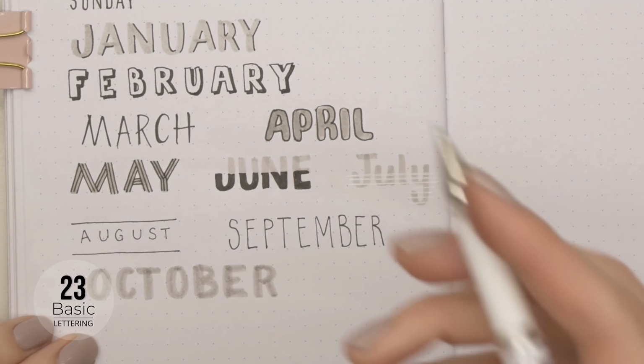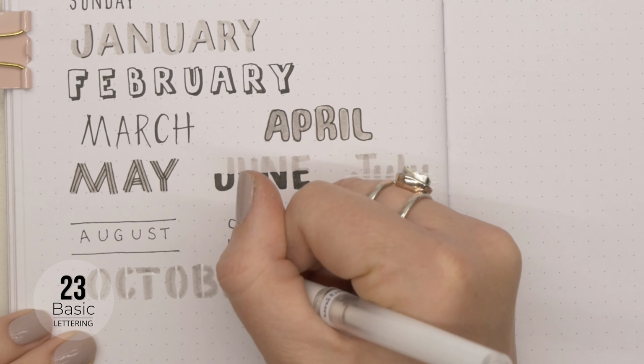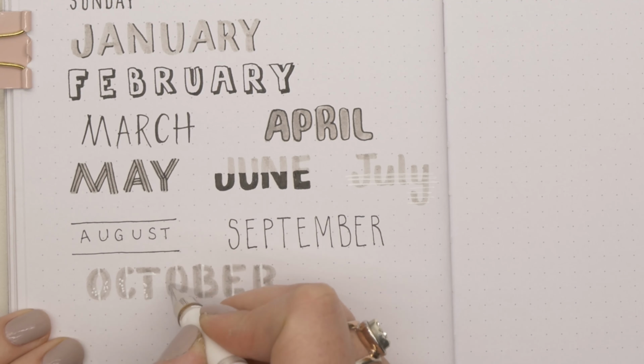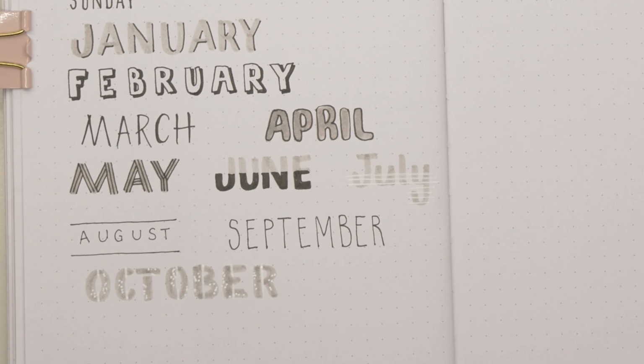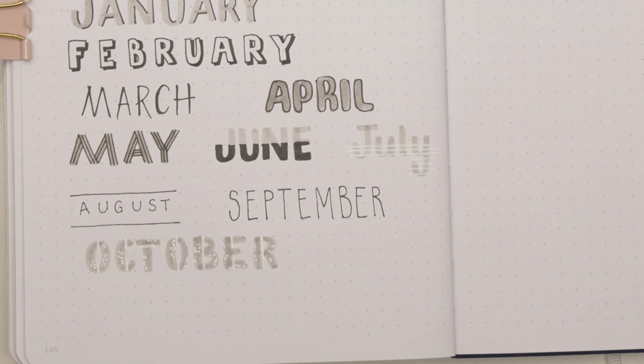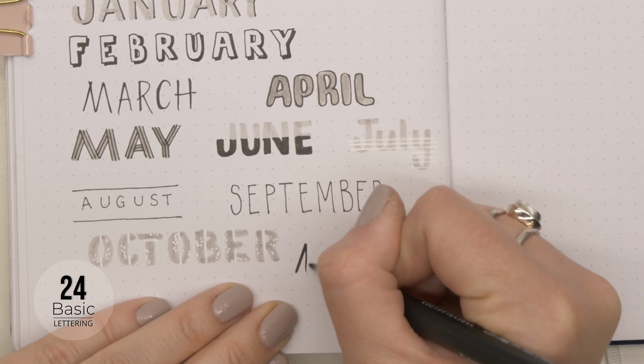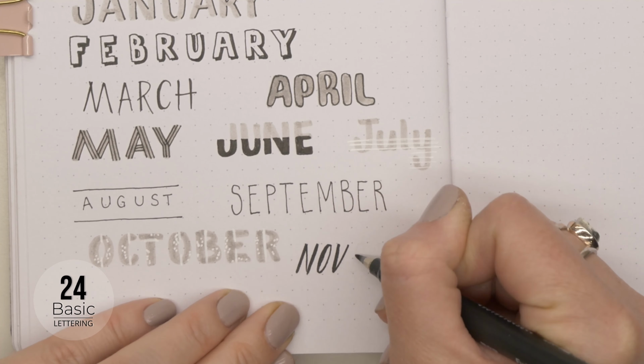Now we can use our marker again with this one and create a kind of stencil look by adding the white line down the center. And then to give it that more kind of stencil appearance of where the ink's running out, I just do some dots on it. Just adds a little something to it.